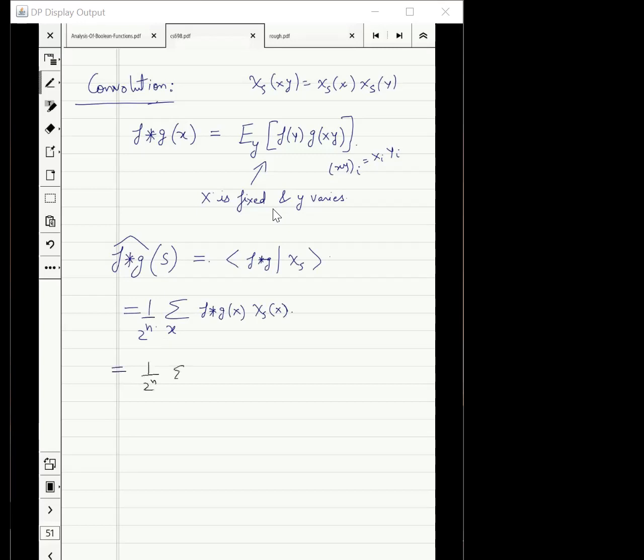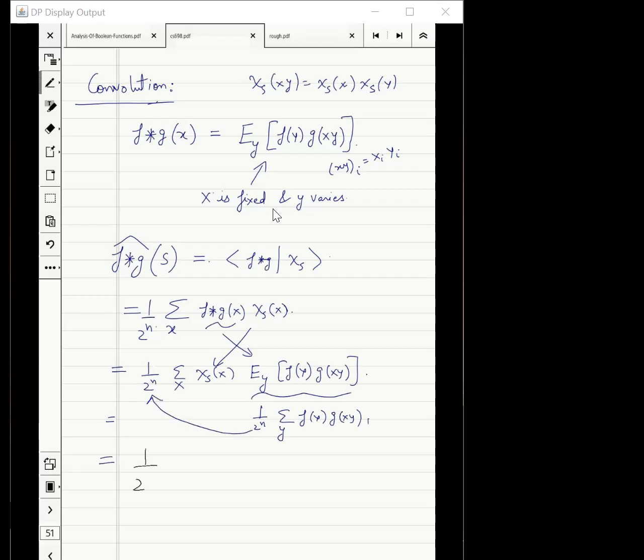Now I will write chi s of x as it is and expand this. This I know is expectation over y of f(y) g(xy). What is expectation over y of f(y) g(xy)? It is the average, right? So this is 1 by 2 to the power n, summation over y, f(y) g(xy). It's a simple expectation with a simple probability distribution. This is fine.